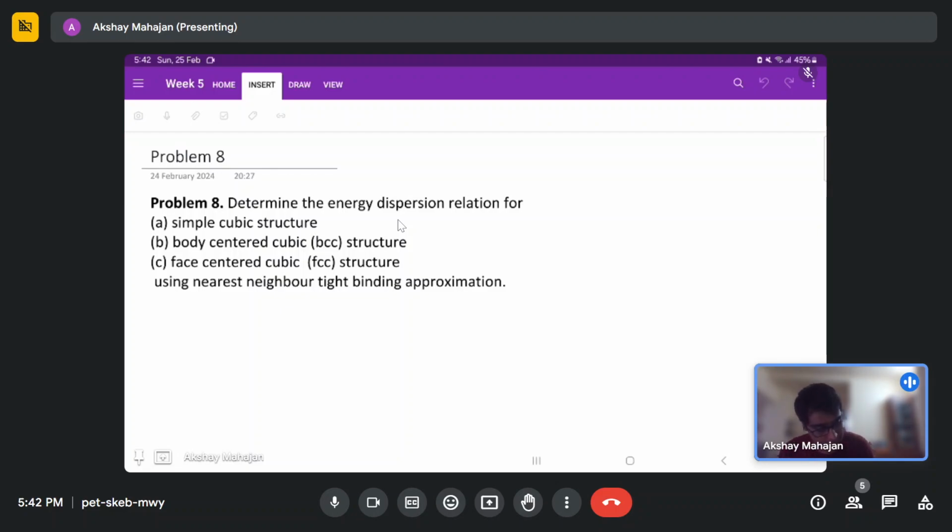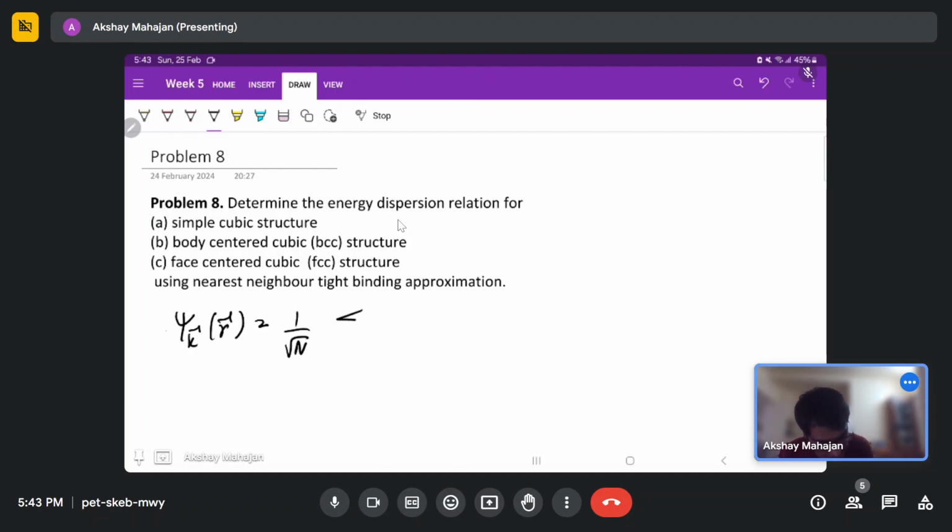Before starting, let me write the general formula that we have been using till now. We use the linear combination of atomic orbitals, which is the general way the tight binding model works. We use the LCAO to write our wave function as 1 by root N, summation over r vector of e to the power i k vector dot r vector, times psi of r vector.